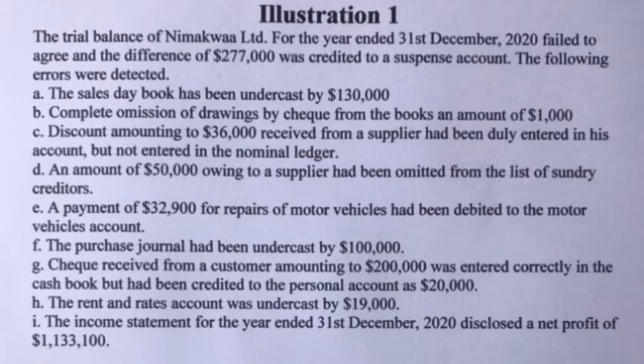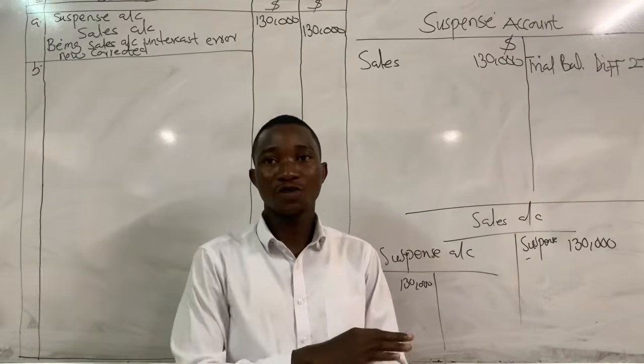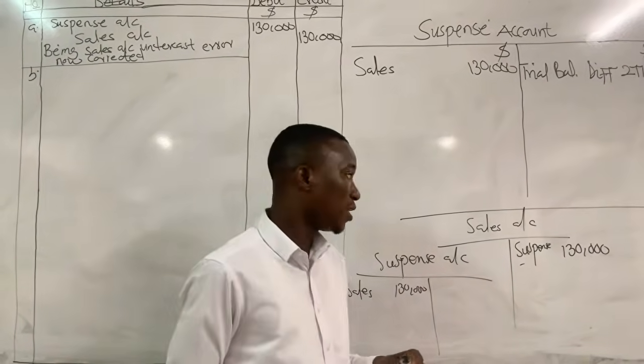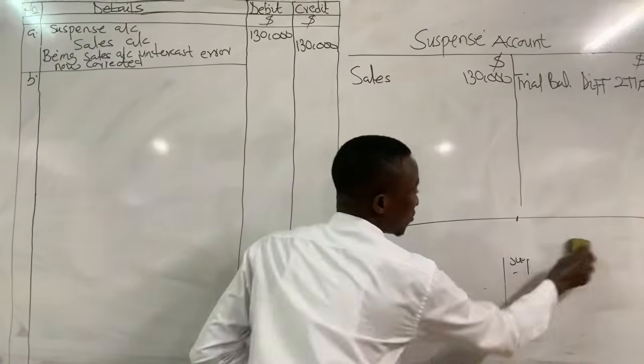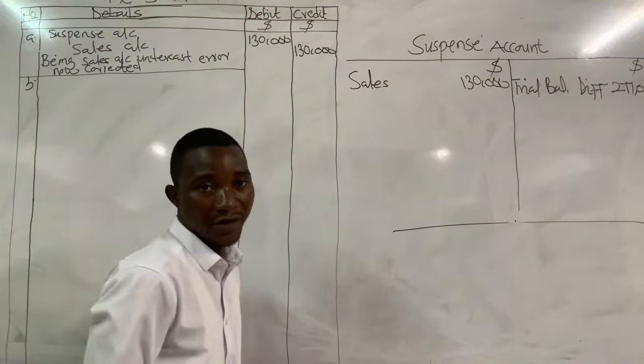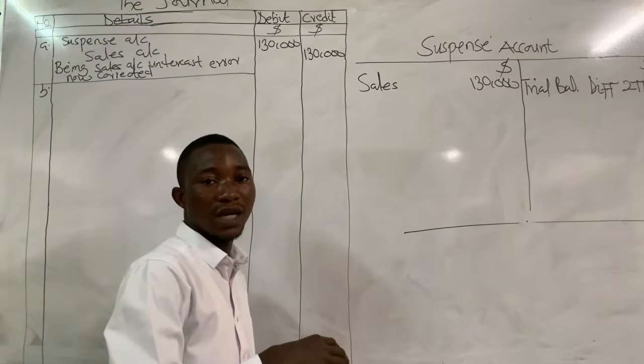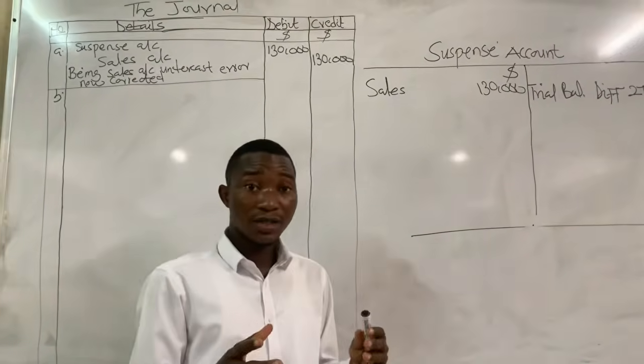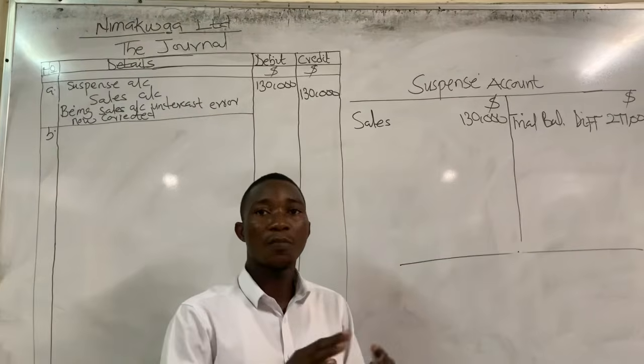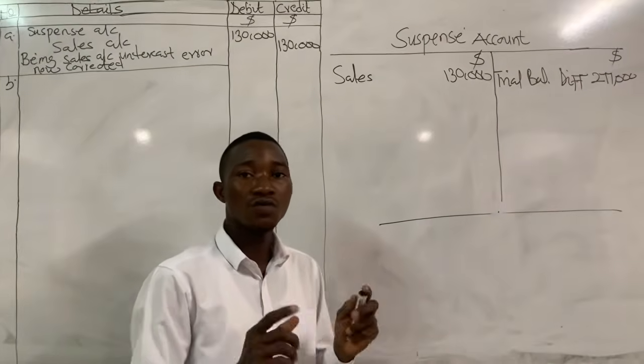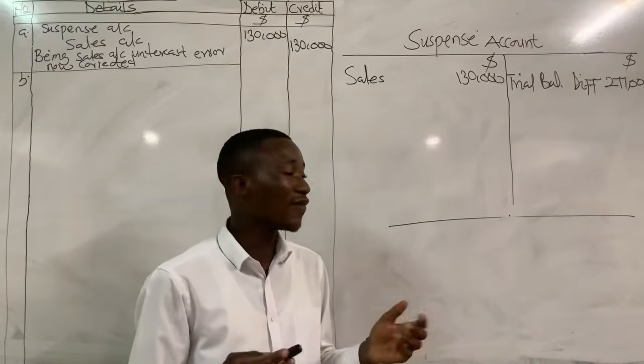The second error is saying that a complete omission of drawings by check from the book, an amount of $1,000. Okay, this is a complete omission. The drawings made by check has not been recorded at all. This complete omission is an error that does not affect the agreement of the trial balance. And we made mention that all errors that do not affect the agreement of the trial balance, they don't pass through the suspense account. Is that okay? Because they have two different accounts in which the error will be corrected. So it will never pass through the suspense account.